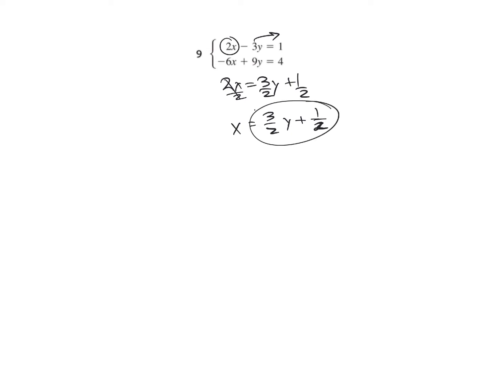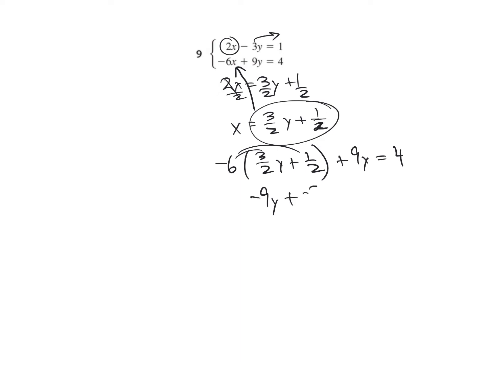That's what x is. So I'm going to substitute it into the other equation. And watch what happens. They were nice. Fractions are going to go away. Negative 6 times 3 is negative 18 over 2 is negative 9. Negative 6 times 1 is negative 6 over 2 is negative 3.